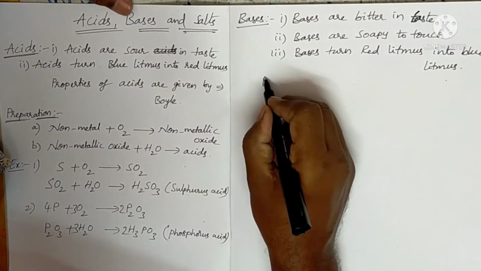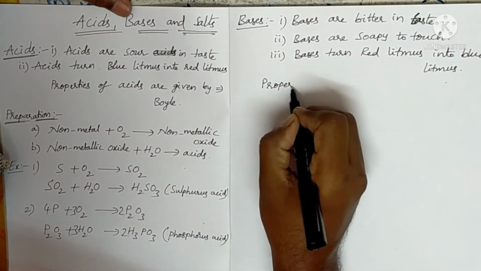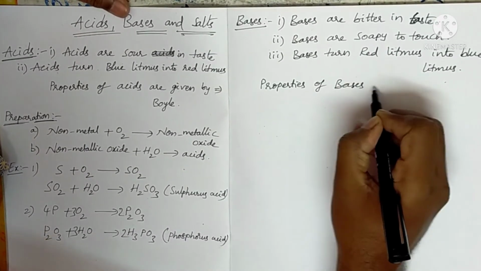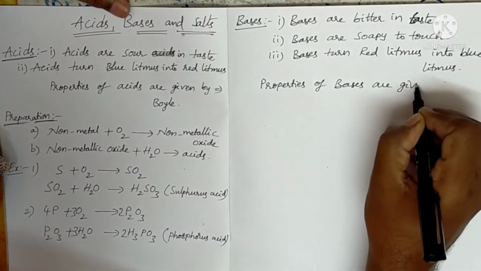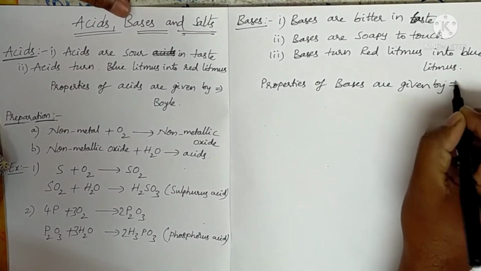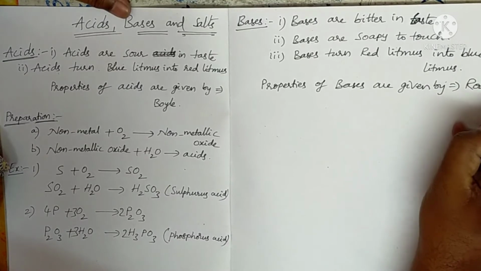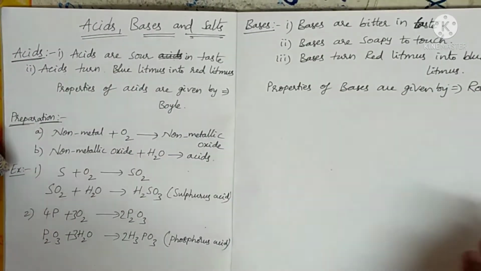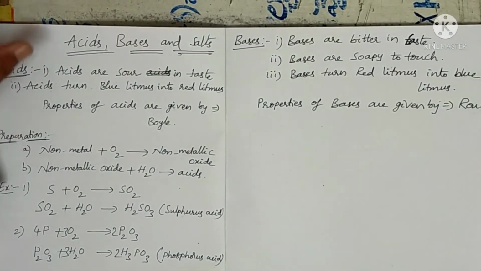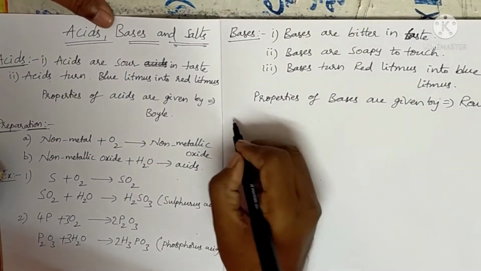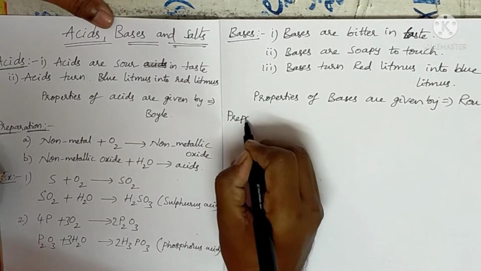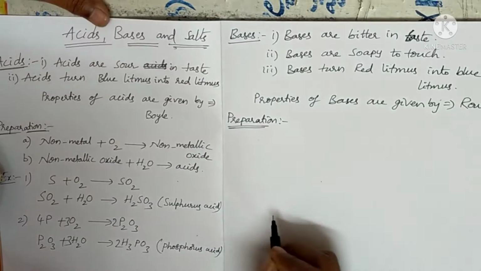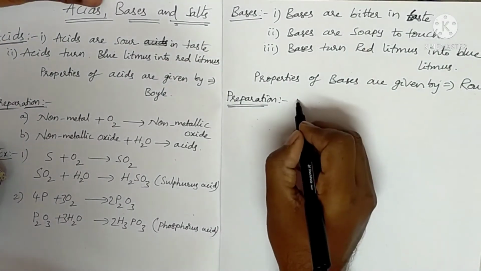Now the properties of bases are given by Rowley. Properties of acids are given by Robert Boyle and properties of bases are given by Rowley. Next, how are bases prepared? Bases are also prepared in two steps.